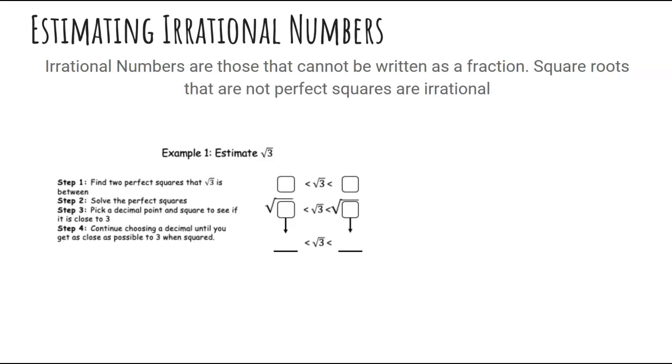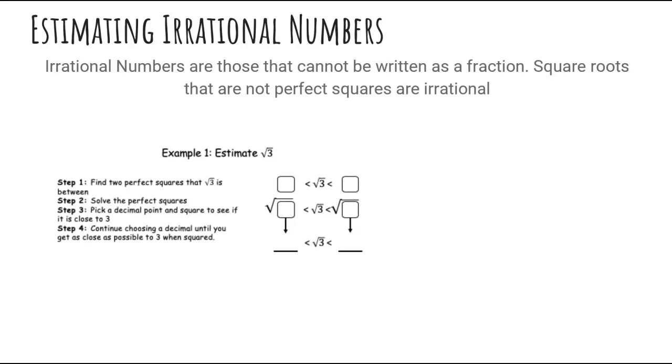In the last section, we only talked about perfect squares, so numbers like the square root of 25, where when you take the square root of 25, you get a whole number answer, 5, because 5 times 5 is 25. Not every square root has a whole number answer. Okay, and sometimes we need to know about the value of that square root.